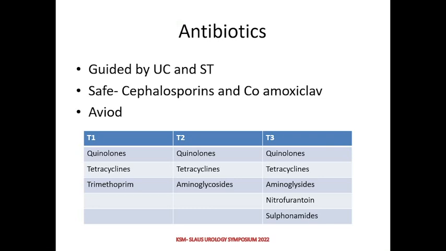Safe antibiotics: cephalosporin and co-amoxiclav. These are the antibiotics we should avoid in pregnancy. Quinolone and tetracycline in all 3 trimesters. Trimethoprim in T1, nitrofurantoin in T3. Aminoglycosides we have to avoid in T2 and T3.